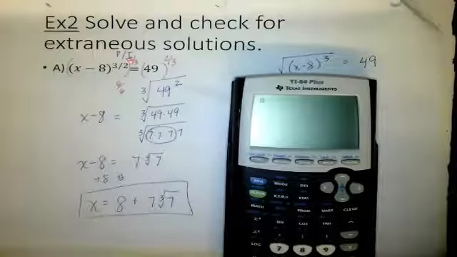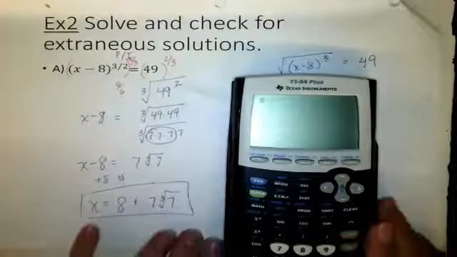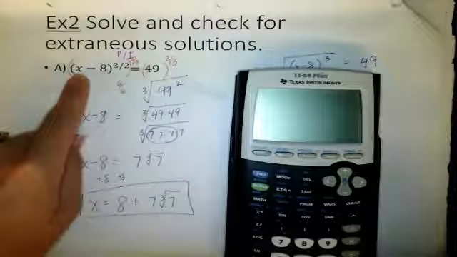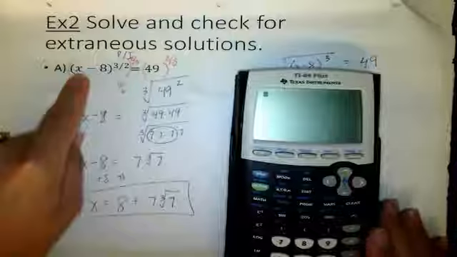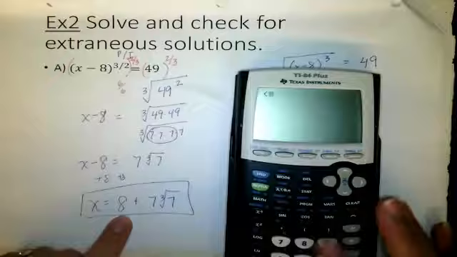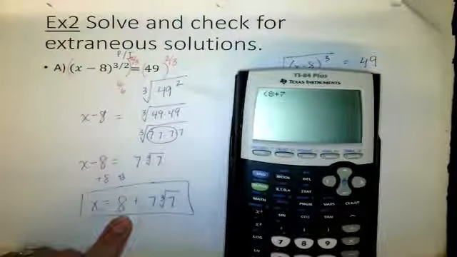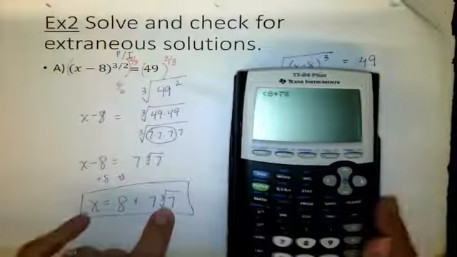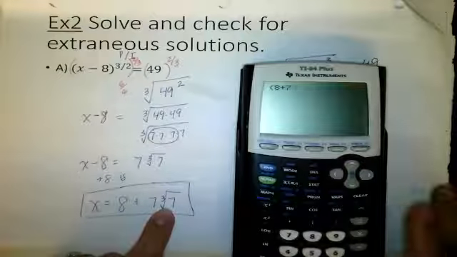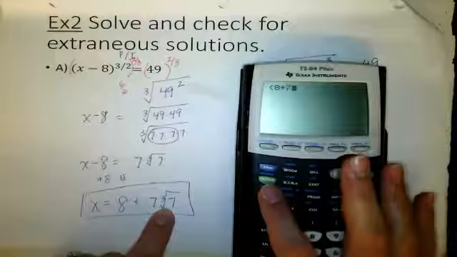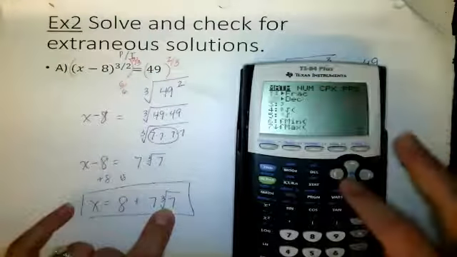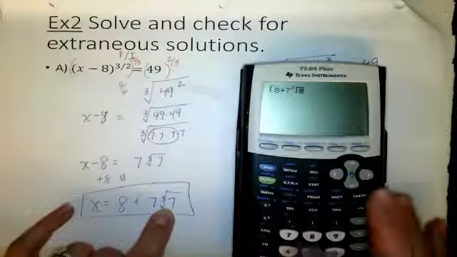On the Casio, I do see a cube root button. So that's kind of nice. I'm going to take this answer and plug it right back into my original. So I have, instead of x, I'm going to type in 8 plus 7. Now on my TI, the cube root button is harder to find, but it's there if you know where to look. Under the math menu, you can see number 4 is the cube root. So there's the cube root of 7.